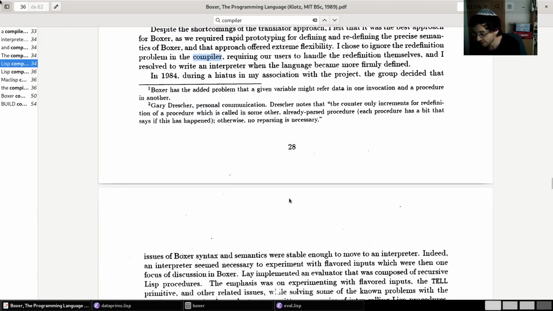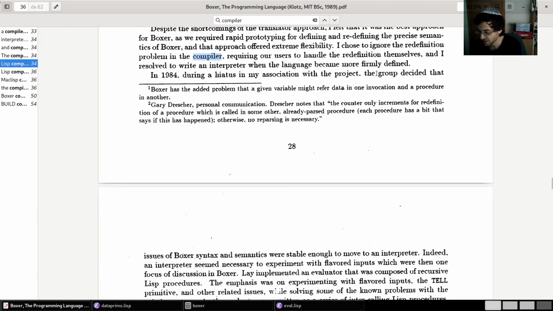And then, if you read further, after several years, the group decided that issues of Boxer syntax and semantics were stable enough to move to an interpreter. This is really strange. Interpreters are usually much simpler than compilers, at least initially. So what's going on? What's the secret weapon they have for making compilers so easy? And when have you seen a language that started out as a compiler and then transferred to an interpreter? It's almost always the other way around, when eventually you start to optimize it enough.